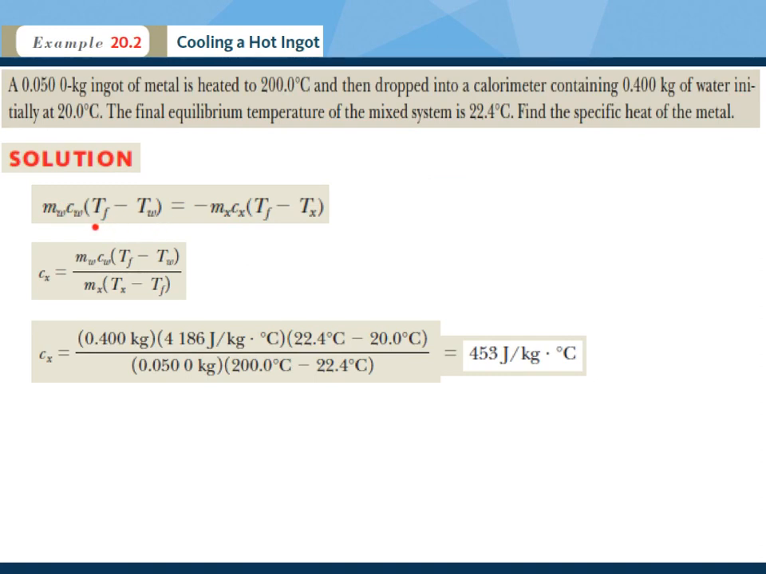This is the energy gained by the water. This is the energy lost by the metal. Tf is 22.4 degrees Celsius, Tw is 20, and Ts is 200 degrees Celsius. The specific heat of the metal is equal to 453 joules per kilogram degree Celsius.